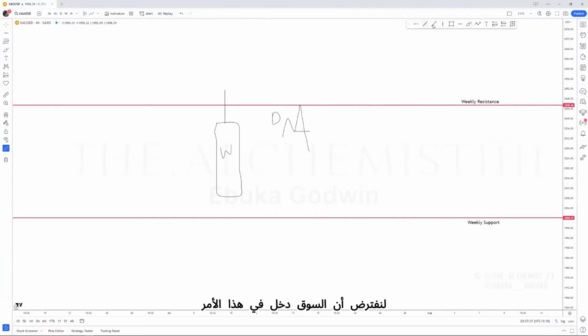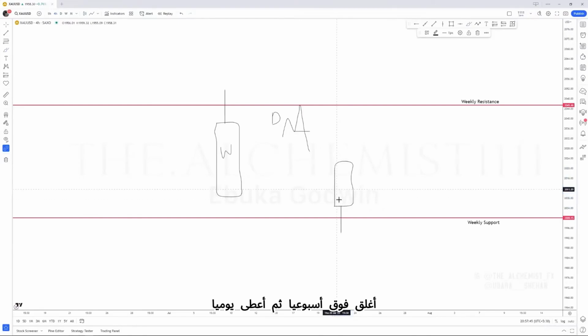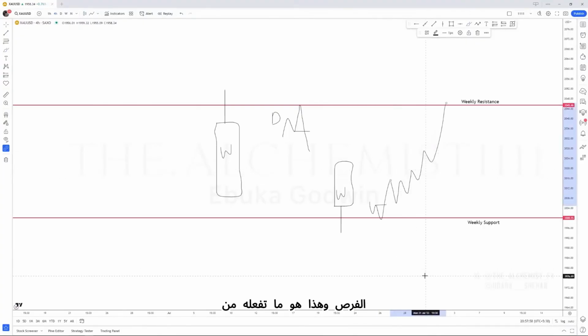Let's say the market came into this support and then the weekly candle closes above weekly. Let's say weekly closed above weekly and then daily gave you a bullish breakout. What happens? Weekly starts a bullish storyline. So from the next week onwards, you start looking for buying opportunities. That is what you do from resistance to support, from support to resistance.